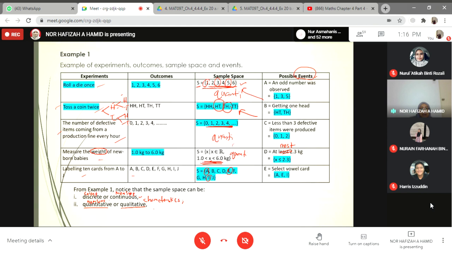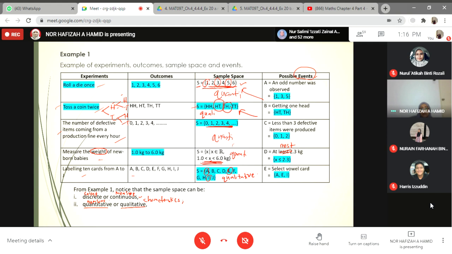But qualitative is based on characteristics. For example, number 2, head and tail, is qualitative. Then the last experiment, A until J, is also not in terms of numbers. It is in the form of characteristics, so this is also qualitative.